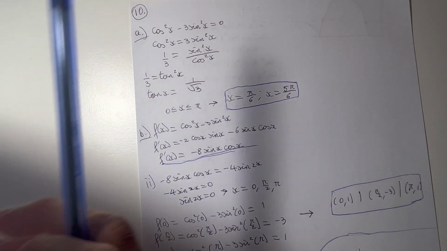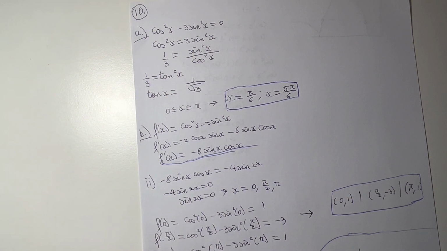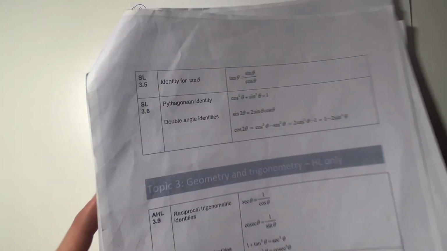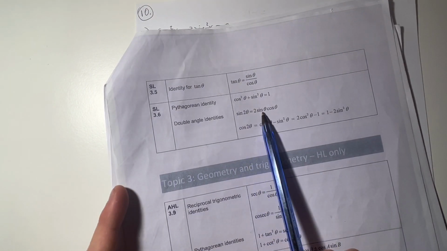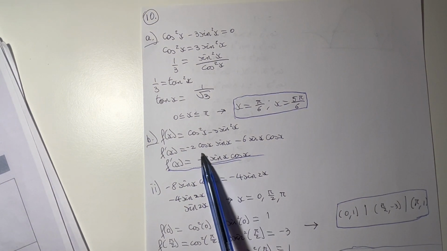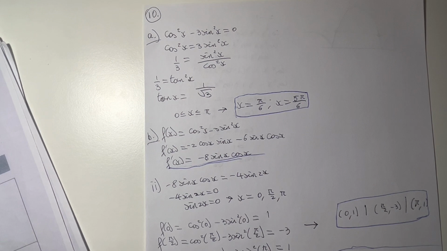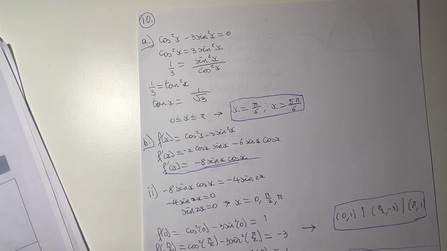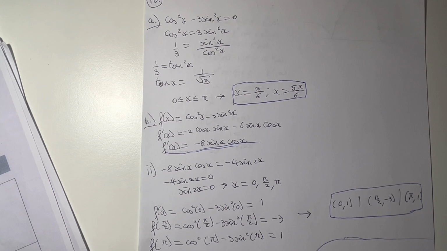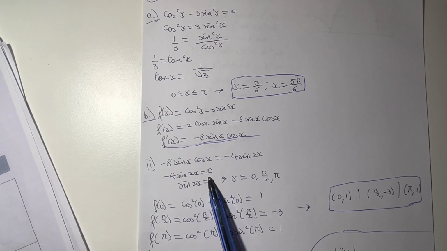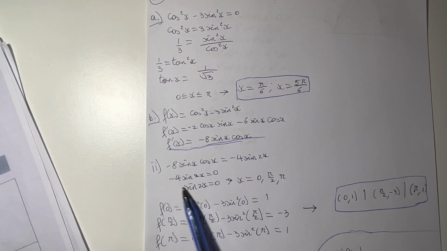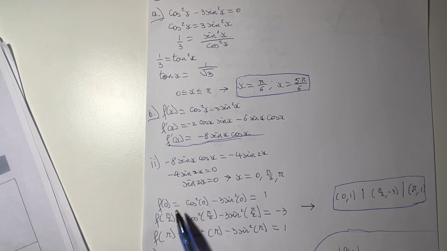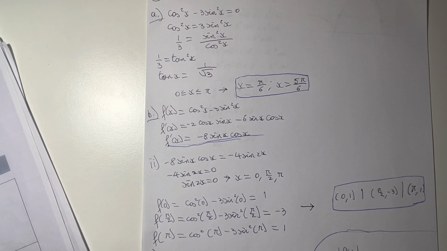We have a trigonometric identity in our formula booklet, which reads sine 2x is equal to 2 sine x cos x. In our case, however, it reads 8 sine x cos x. It can hence be rewritten as minus 4 sine 2x. That's just a basic trigonometric rule. What I did then is I set it equal to 0 to simplify it, and the minus 4 basically cancels out, so I'm just left with sine 2x is equal to 0.